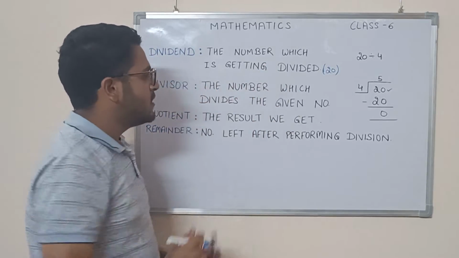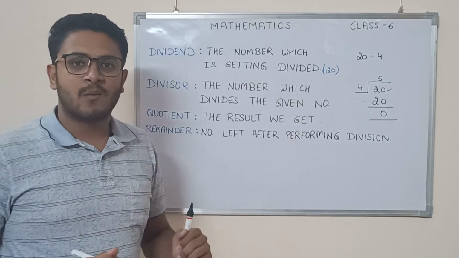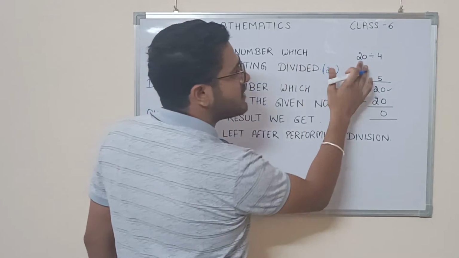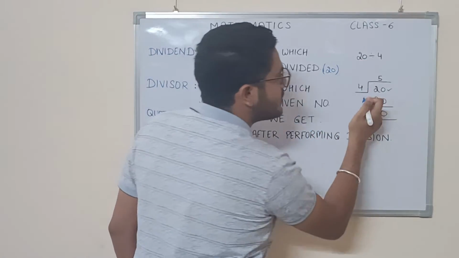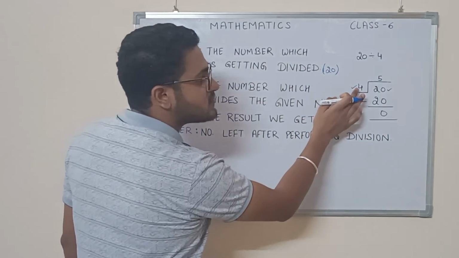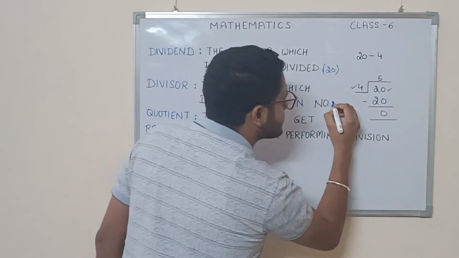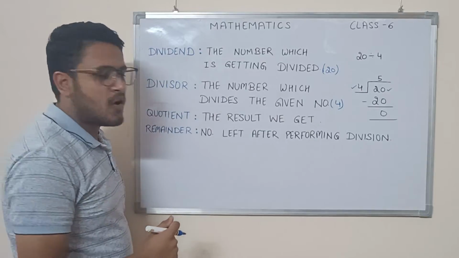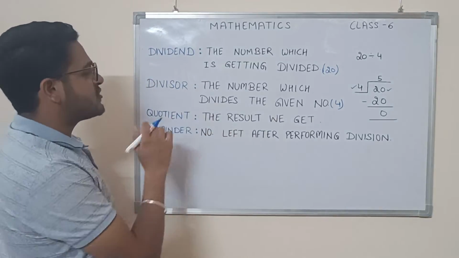So the second term is divisor. Divisor is a number which divides the given number. Now in our example, we are dividing 20, but we are dividing 20 with what? 4. 4 means this component. So 4 is nothing but a divisor. 4 is divisor.